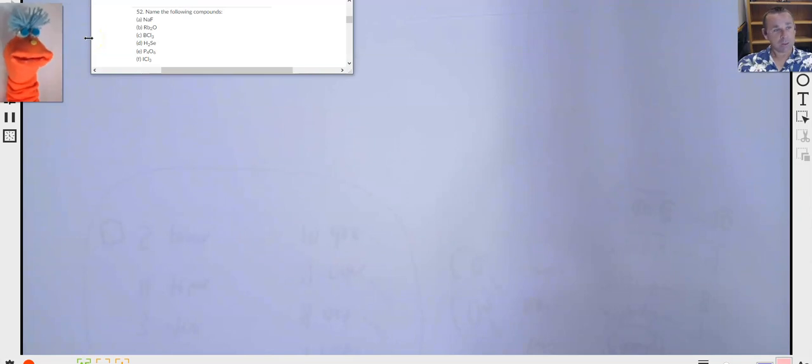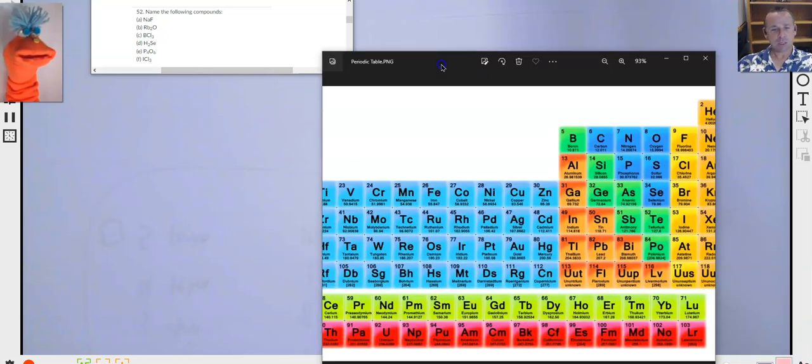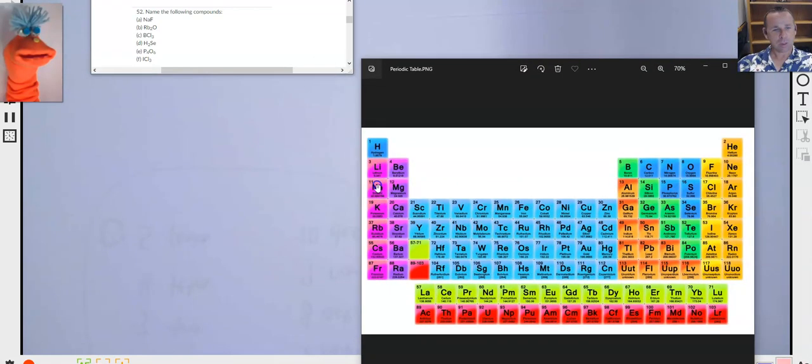So, more naming opportunities. 52A, what do you think? Just sodium fluoride. Very good. I'll bring the periodic table up a little closer so we can see. Sodium and fluoride, both representative elements. No clarification needed in terms of what kind of charge they would form. Rubidium oxide. Very good. Rubidium and oxygen, both representative elements.